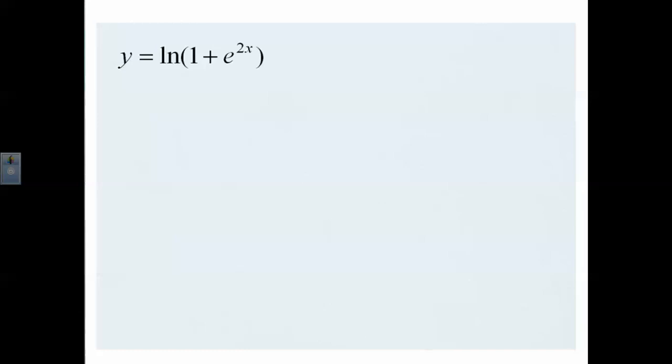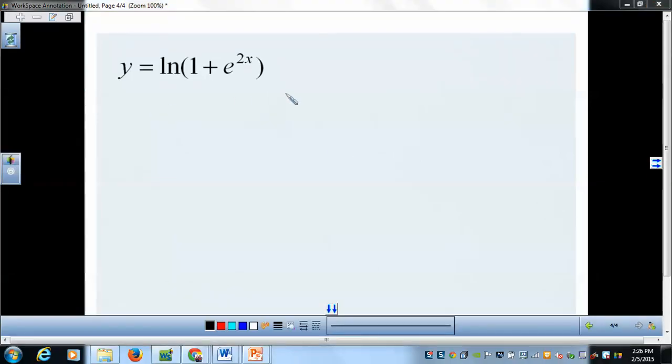All right, so let's take the derivative. Notice here that our main rule is the natural log function. So y prime equals, and the derivative of our natural log of u is 1 over u. And our u this time is 1 plus e to the 2x. And then we have to take the derivative of this. Derivative of 1 is 0, and then derivative of e to the 2x is going to be e to the 2x, and then times the derivative of our exponent, which would be 2. And so that is your derivative.